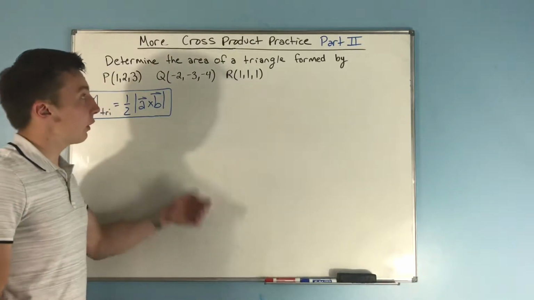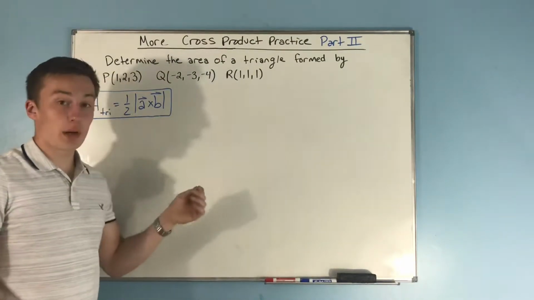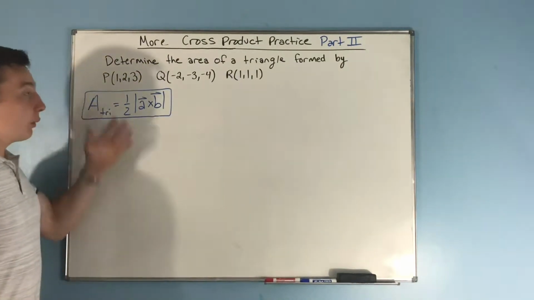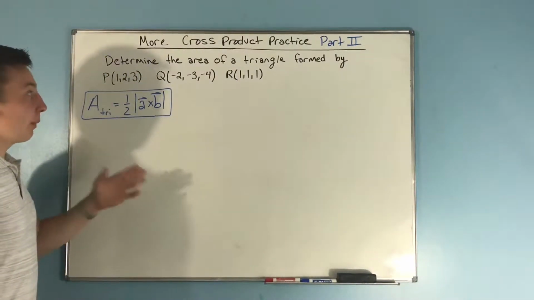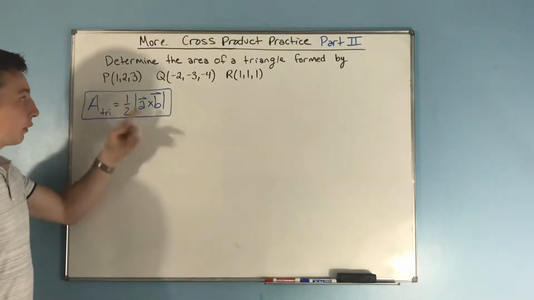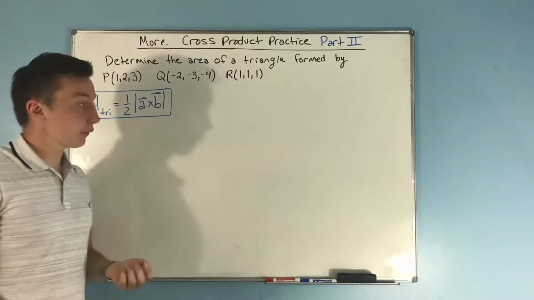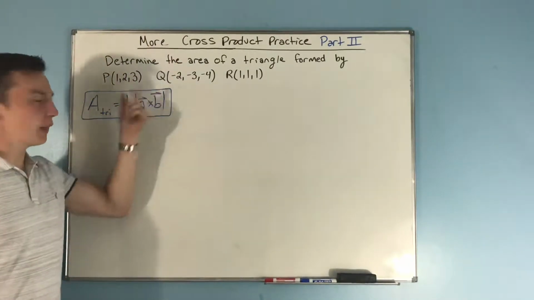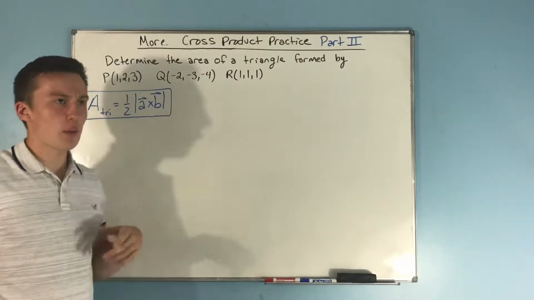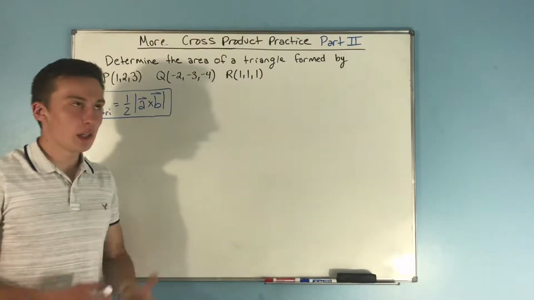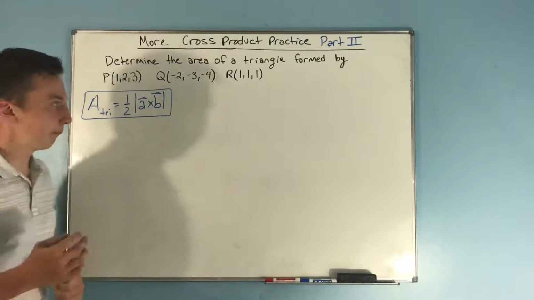Alright, so in this video, we're going to be doing some more cross-product practice, okay? This will be the part 2 video. So, we want to determine the area of a triangle formed by these 3 points: (1, 2, 3), (-2, -3, -4), and (1, 1, 1). Now this would be pretty easy if we were just talking about something in 2 dimensions, but now that we're talking about something in 3 dimensions, it gets a little bit more tricky.